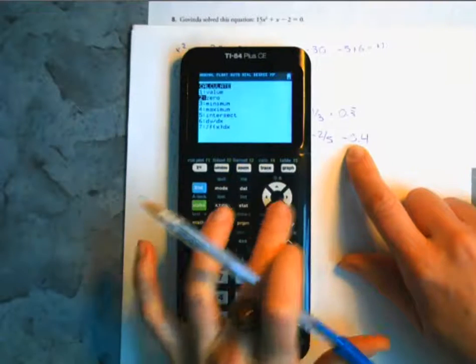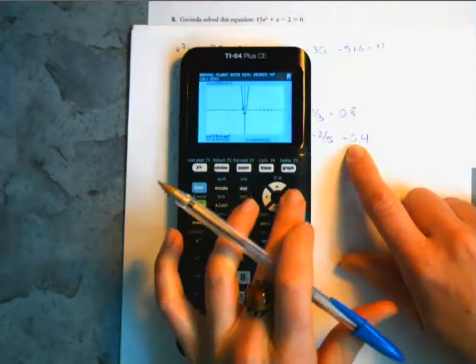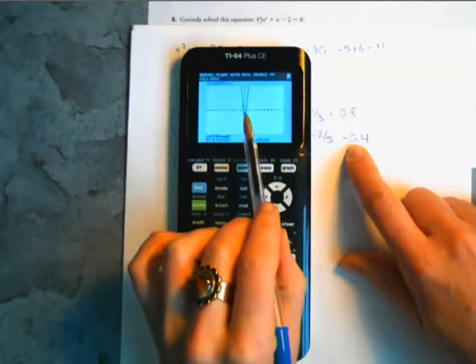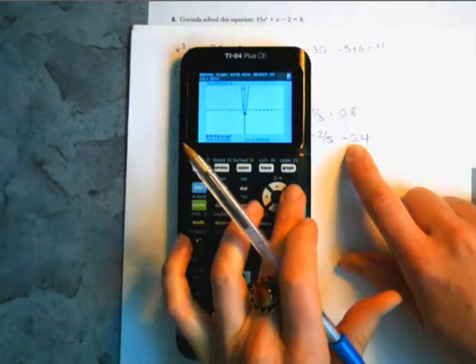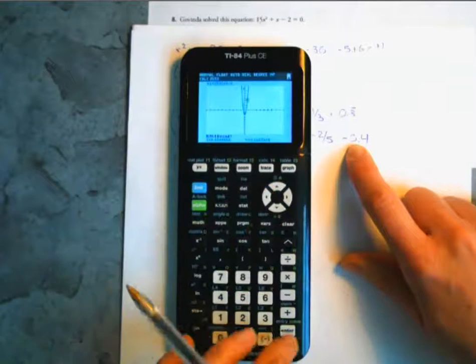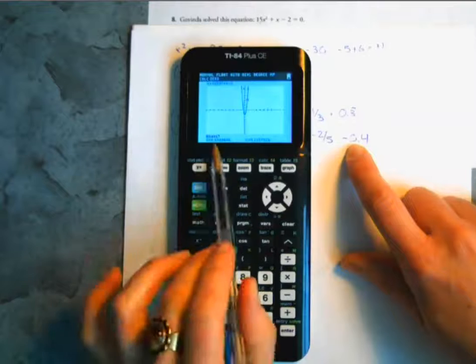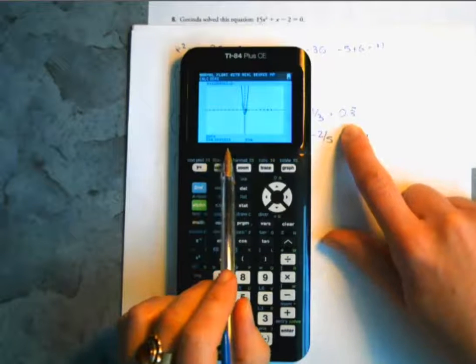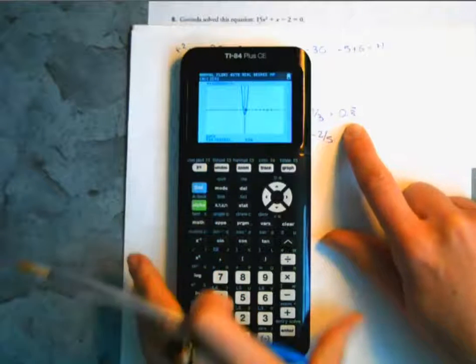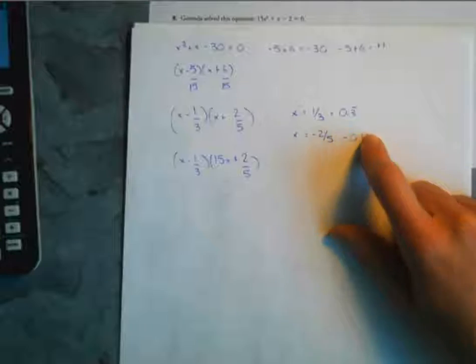Then you can go second function trace 0 to do the other one. So we want to be to the left of this positive intercept, which is here. And then right bound, you want to go past and hit enter, and then guess, and it gives you positive 0.3 repeating, which is what we had here. So we know that we solved our answers correctly.